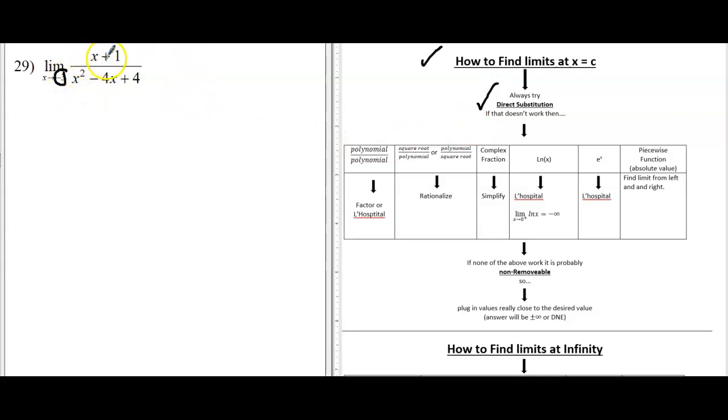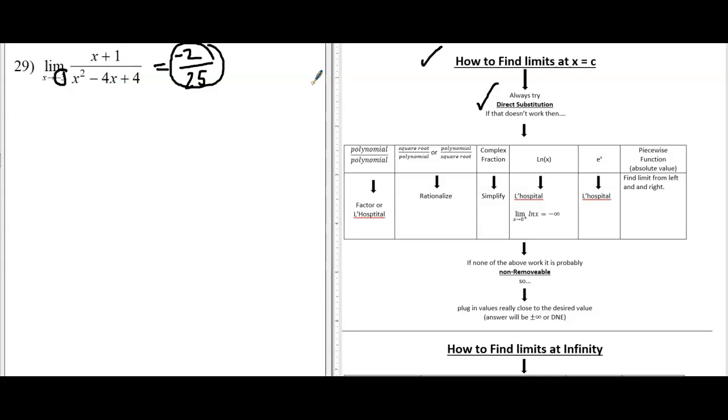Plugging in negative 3 to the top, I'm going to get negative 2, because negative 3 plus 1 is negative 2. And then plugging in negative 3 to the bottom, I'm going to get 9 plus 12, which is 21, plus 4 is 25. And that's a good answer. There's nothing wrong with that. So once again, that was another direct sub problem. The limit is simply negative 2 over 25.